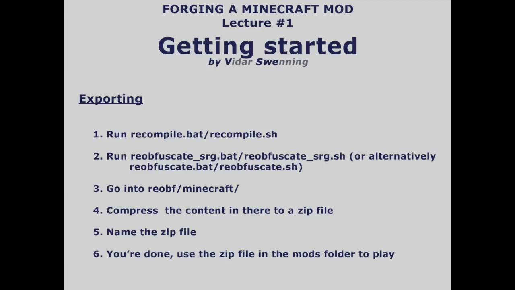How do we do it then? Well, we compress these things into a zip file, and we also add anything that we would like to add as well. So for instance, the mcmod.info file, so we need to add that manually. Finally, we name the zip properly, so we have our mod there, and then we're done. Just use it in the mods folder to play your mod.